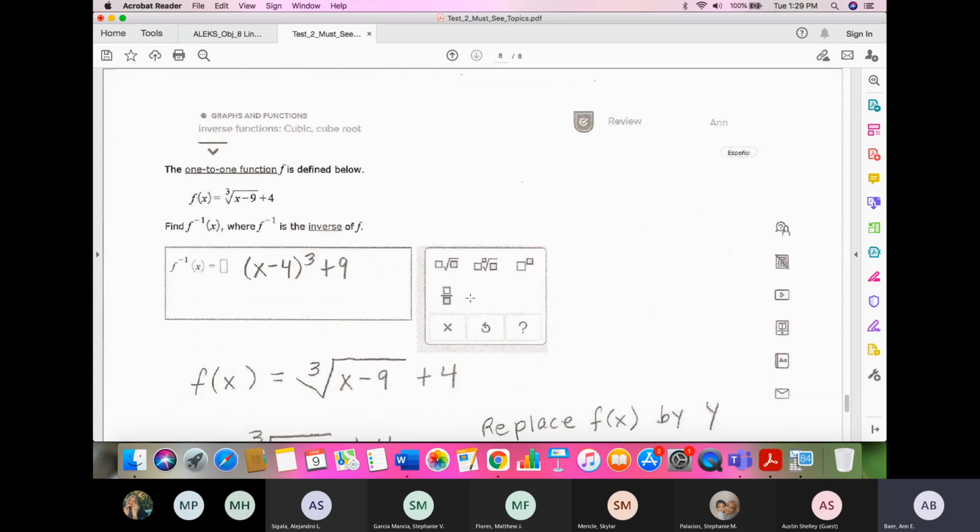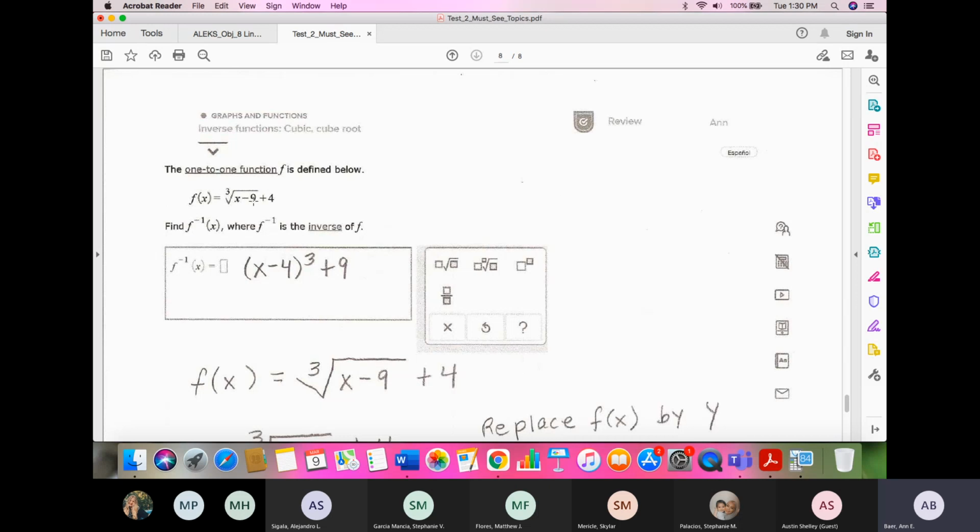So let's take a look at this last topic of the day, and I want to make a comment. There are different variants of this problem. Here, we are asked to find the inverse of a cube root function. Sometimes the same topic will ask you to find the inverse of a cubic function, not a cube root function, but of a cubic function.